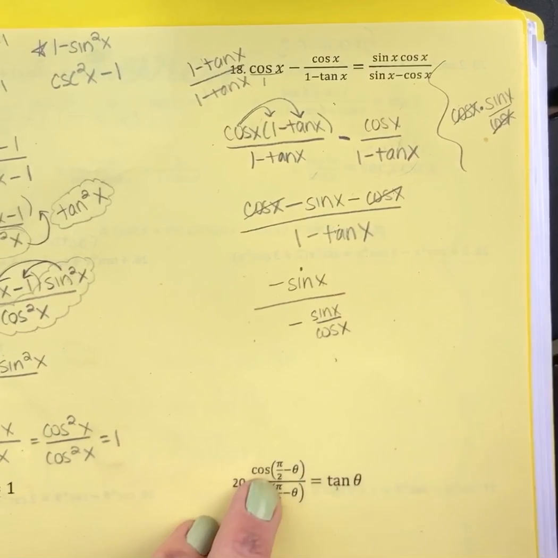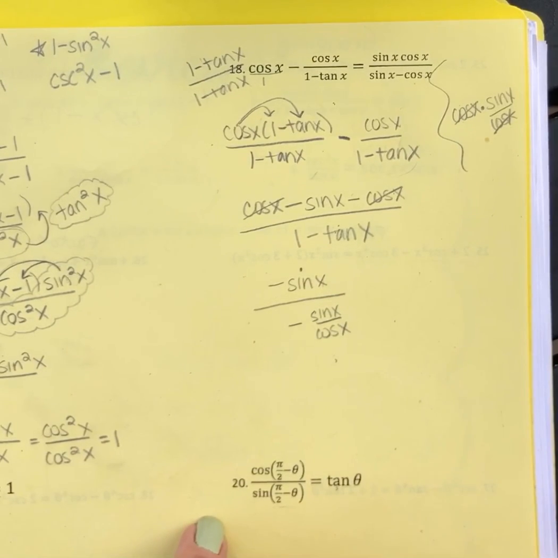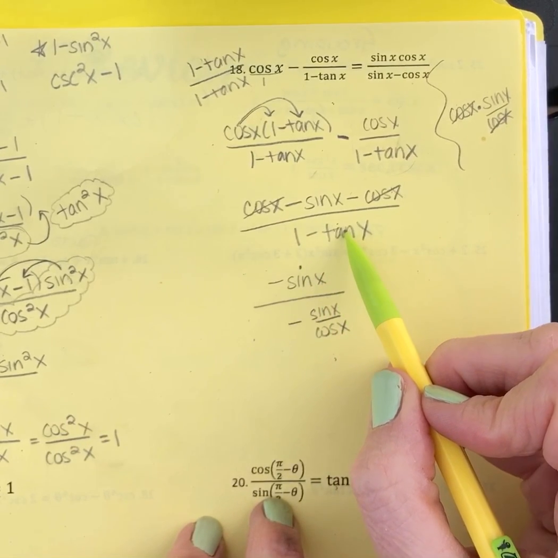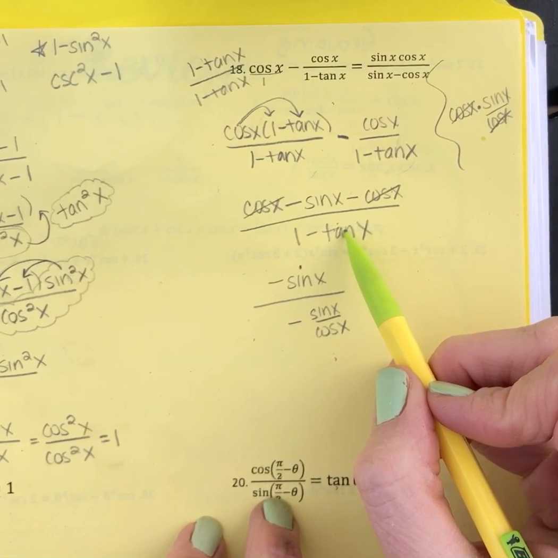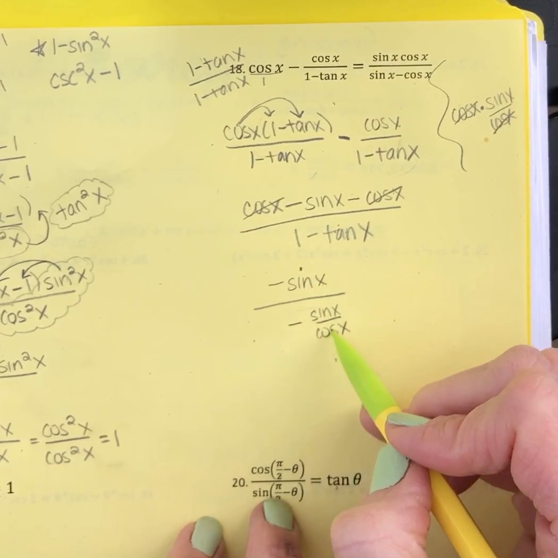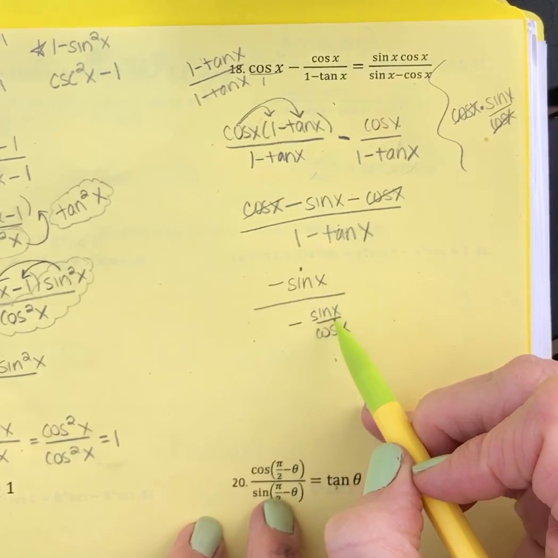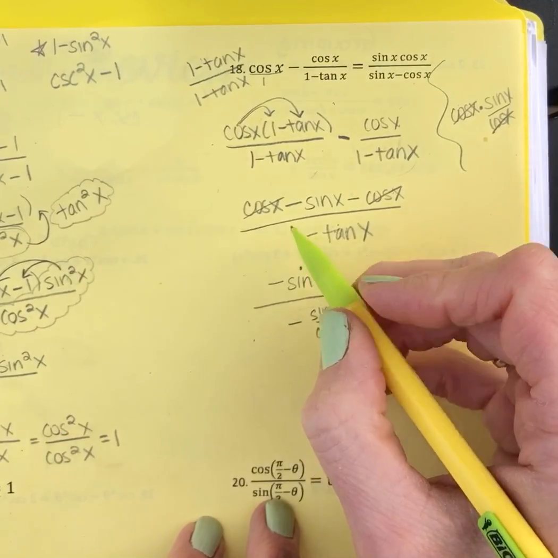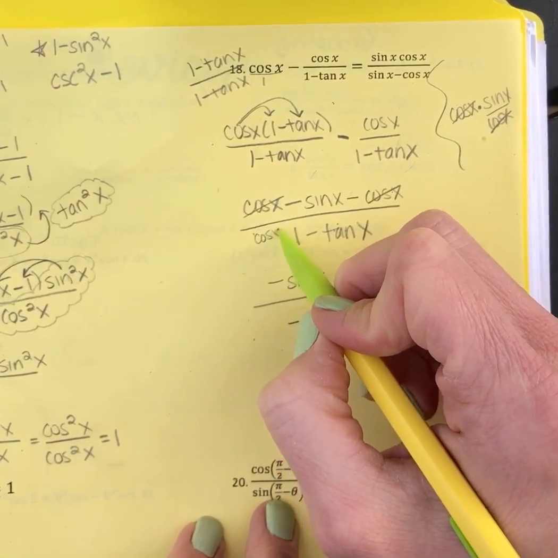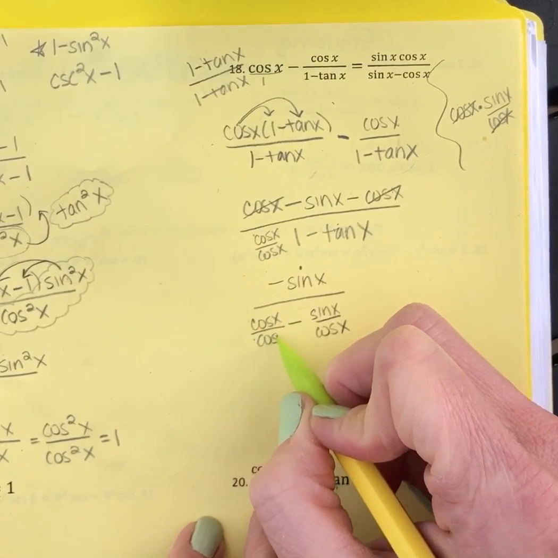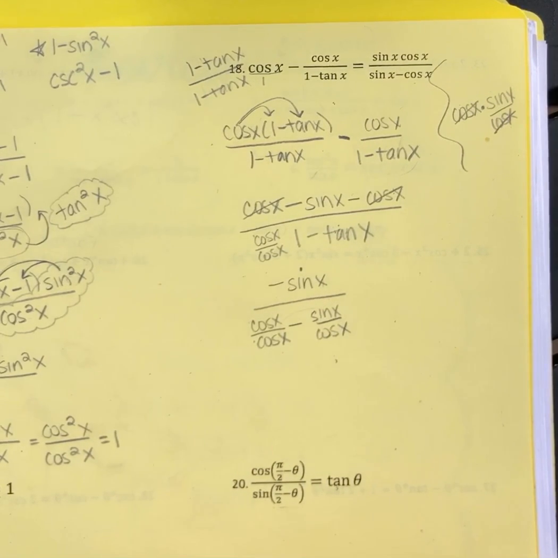over cosine x. Now, because I'm going to run out of room, I'm going to do this all in one step, so just try to follow. I have a binomial in the denominator, 1 minus tangent x. The only way that I'm going to be able to combine this is if they have a common denominator. So I have sine over cosine. This 1, I'm going to multiply by cosine over cosine. Because now I have that common denominator.